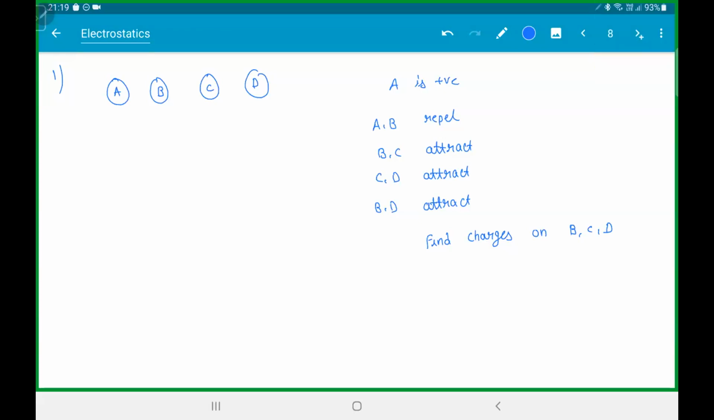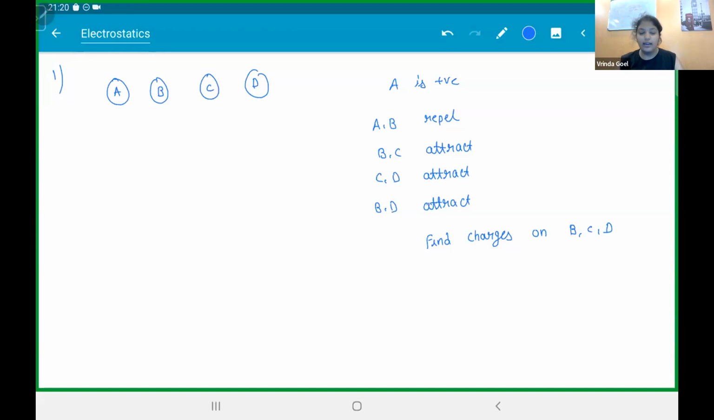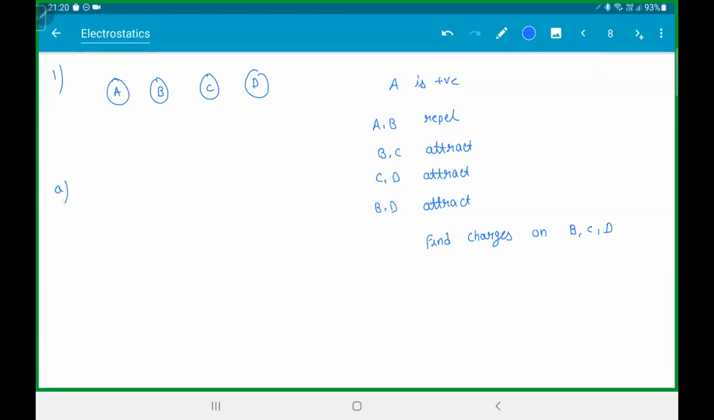But A and B are repelling. I think B is negative and D is positive. C is neutral. But then how? A and B positive repel. That is a possibility which you guys didn't think of. Everyone thinks they should have some charge, no? Not necessary. You can be neutral also. You'll attract when you're neutral.